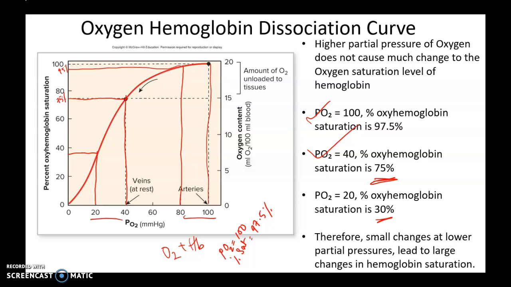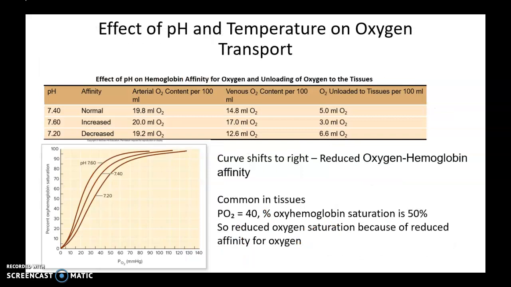Therefore, small changes at lower partial pressure lead to large changes in hemoglobin saturation. I want you to understand this. So, small changes at lower partial pressure from 40 to 20, that actually leads to large changes in hemoglobin saturation from 75 to 30. Hope that is clear.